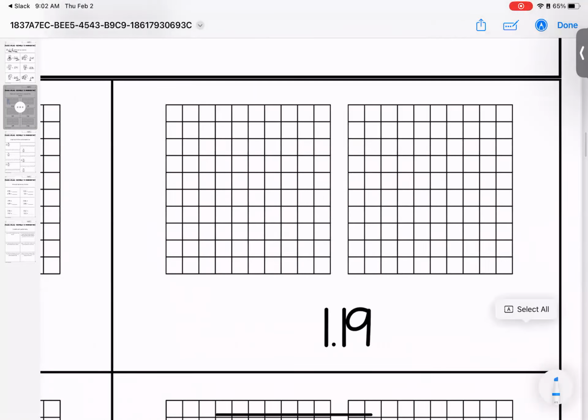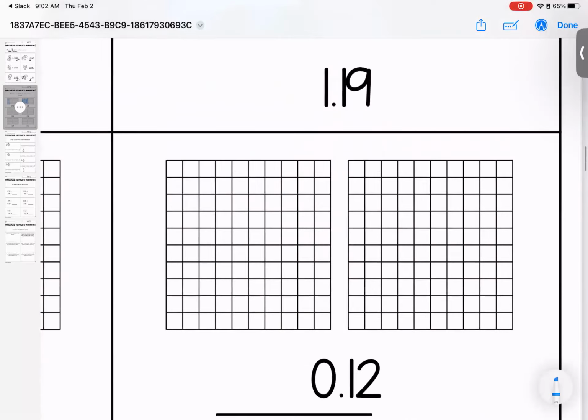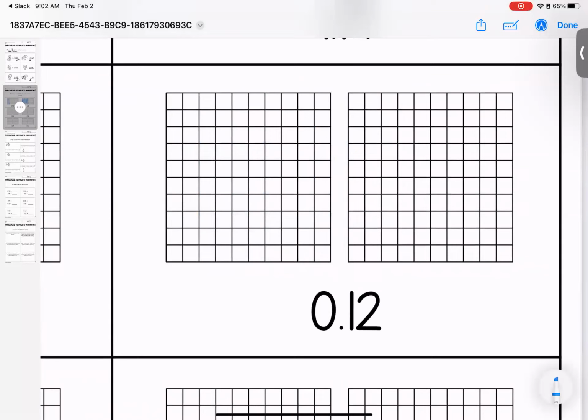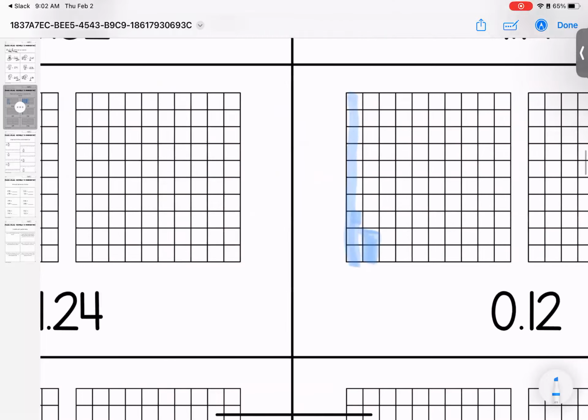For this one, we have 1 whole. So we're going to start off with filling in our 1 whole and 19 hundredths. So 10, 11, 12, 13, 14, 15, 16, 17, 18, 19, leaving that top piece open. So 1 and 19 hundredths. Down here, 12 hundredths. So that's a 10 and 2 ones, 12 hundredths.